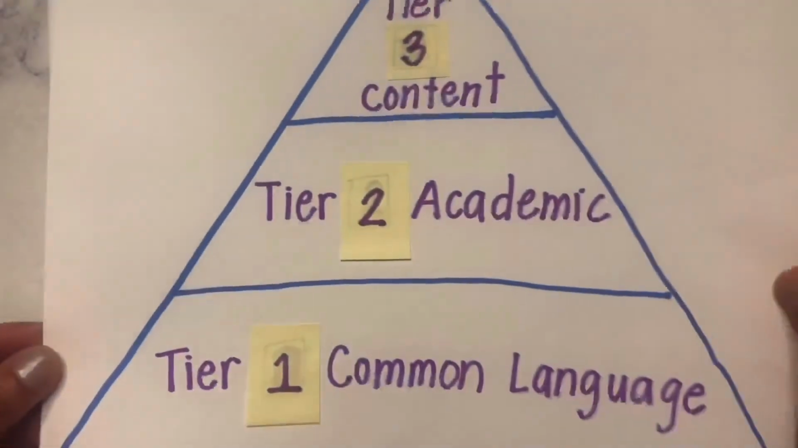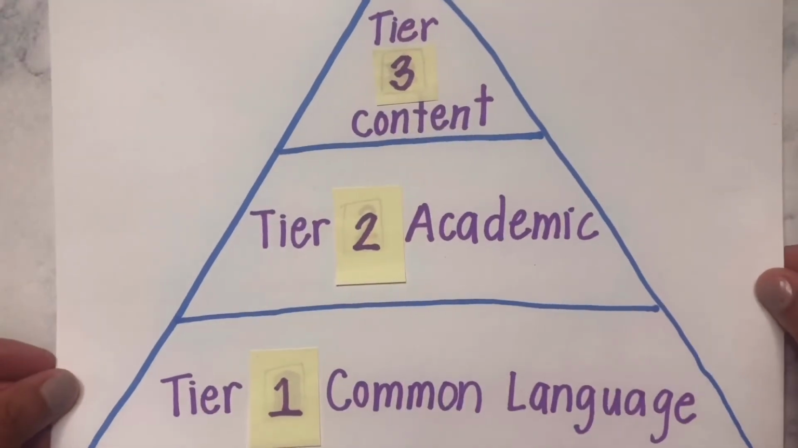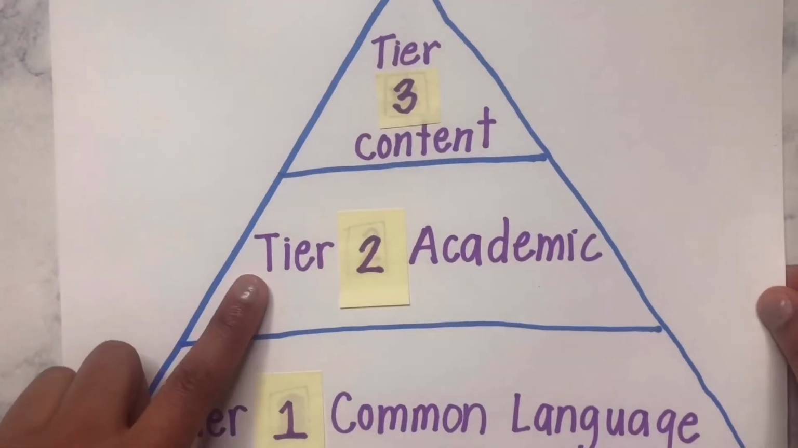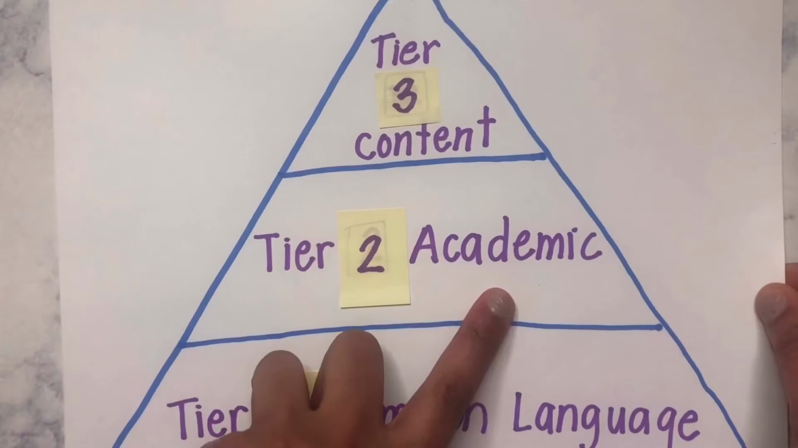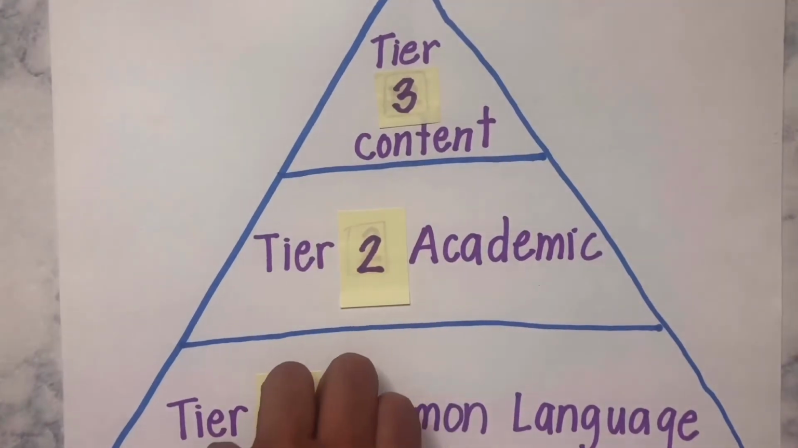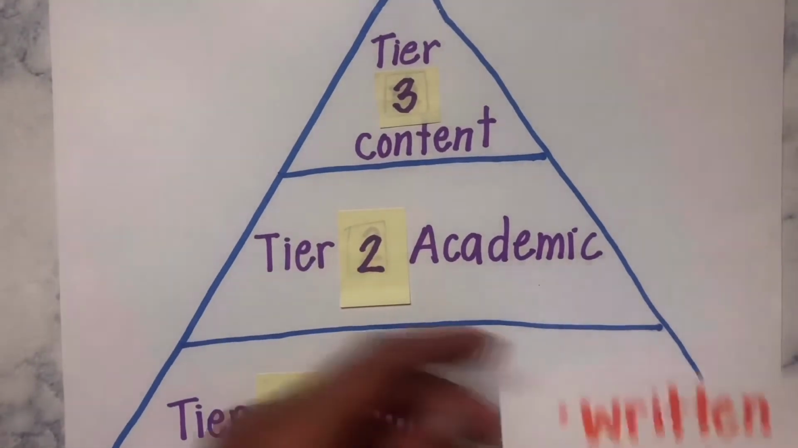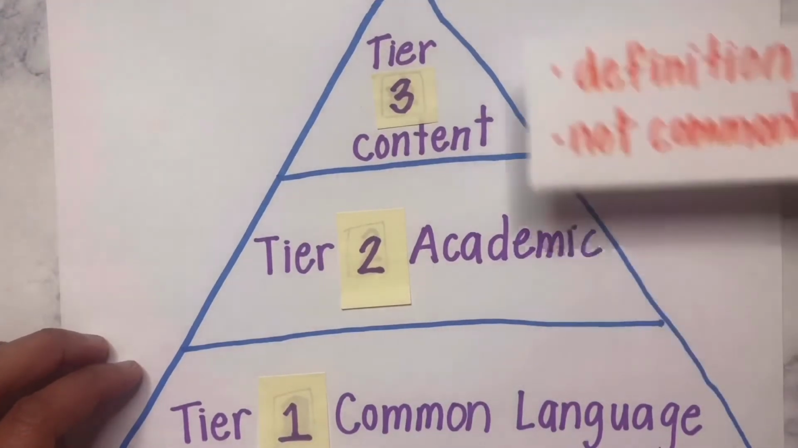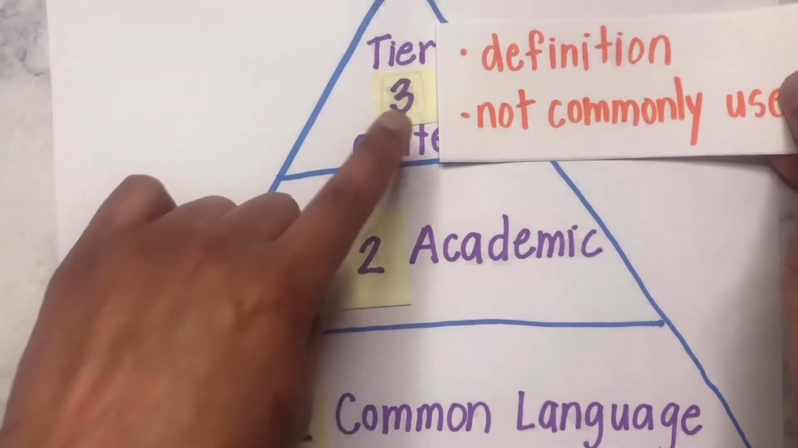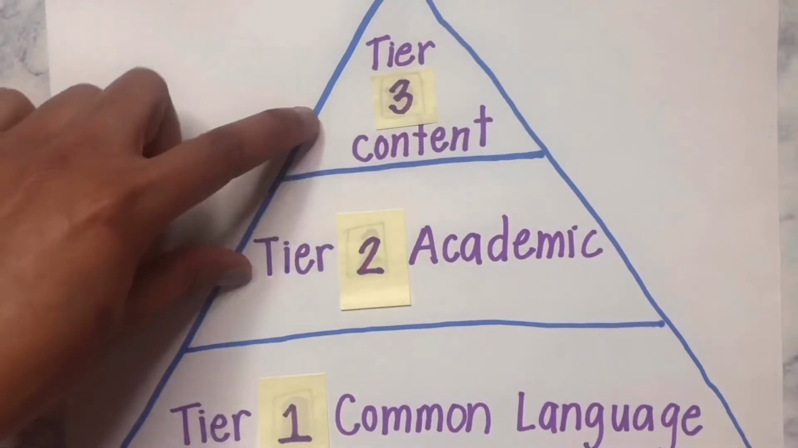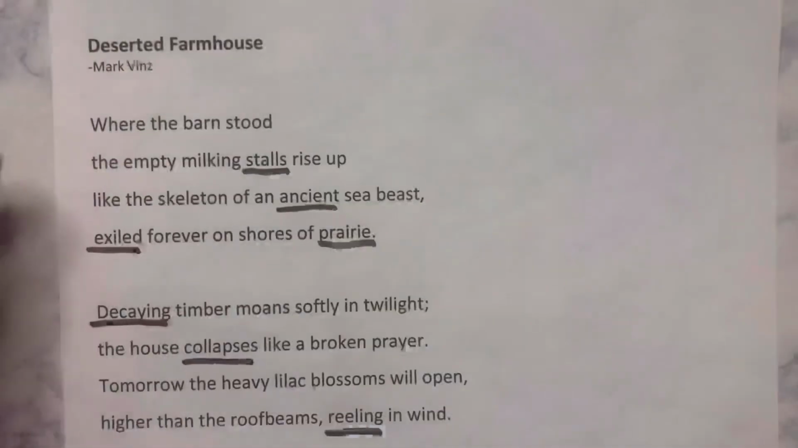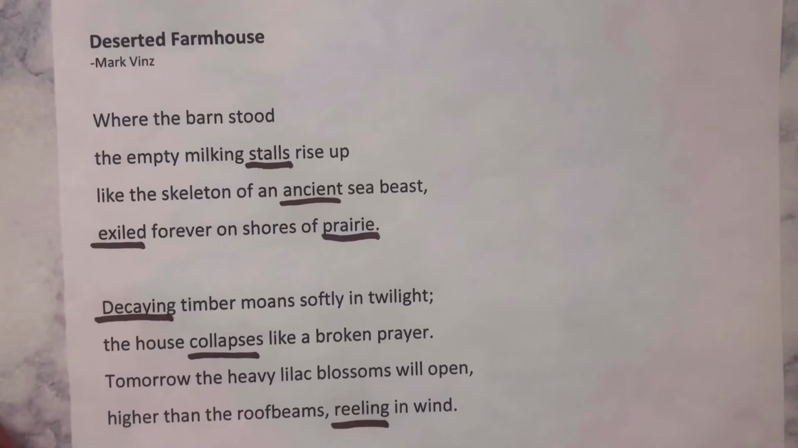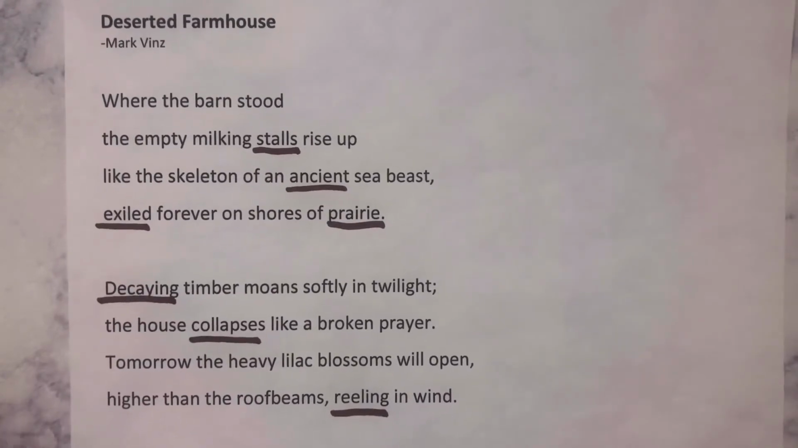So if I bring back our triangle, words that belong in tier 2 are academic words that you would mostly find in written text and that have multiple meanings. Words that would need a definition, that are not commonly used, belong in tier 3, and they relate to a content area. I will leave you with this poem here. Try to think about which category those words would fall under and why.